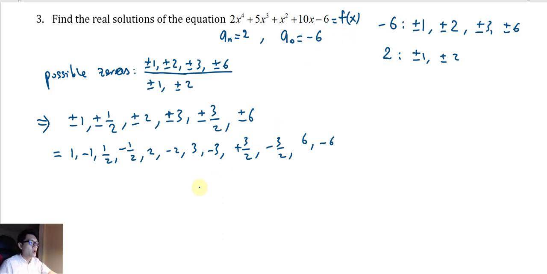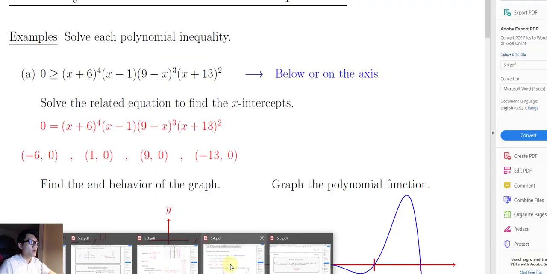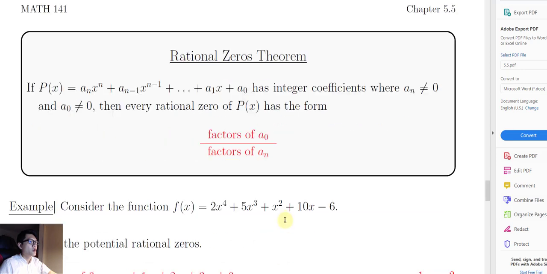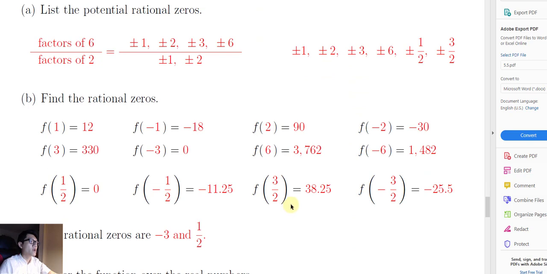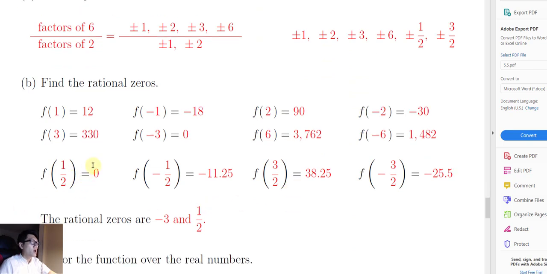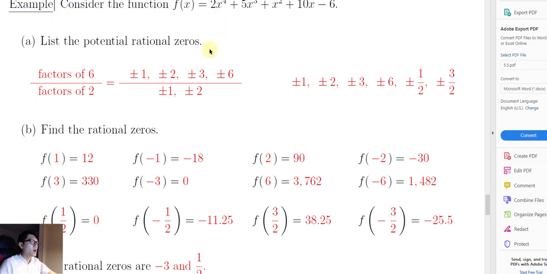0 is the root. Now this is a long testing, so I am not going to show you all the work. I have already done that, so I'll show you here. I plug in 1 to here, right? I figure out that it gives me 12. So that is not a 0, right? I plug in minus 1 again to here. It gives me minus 18, still not.